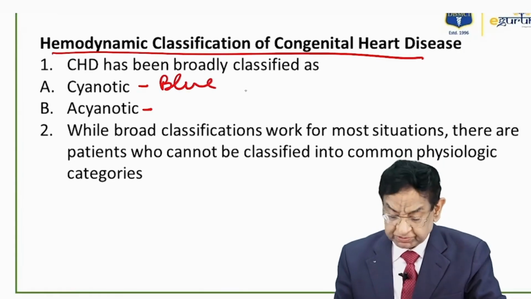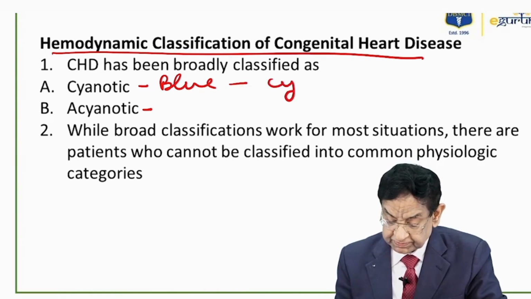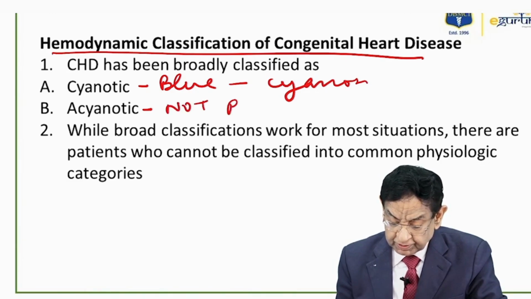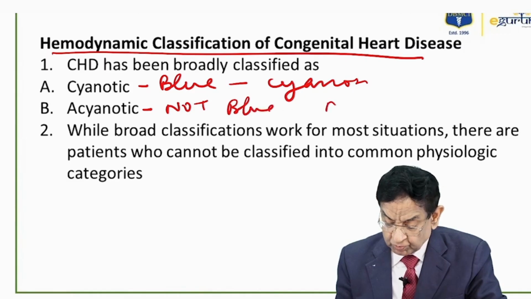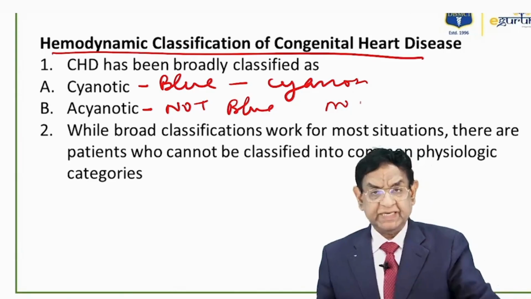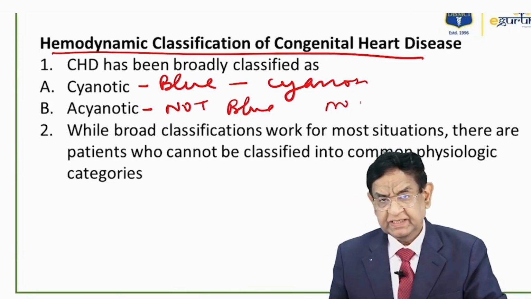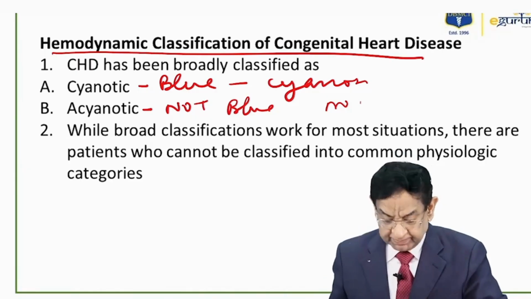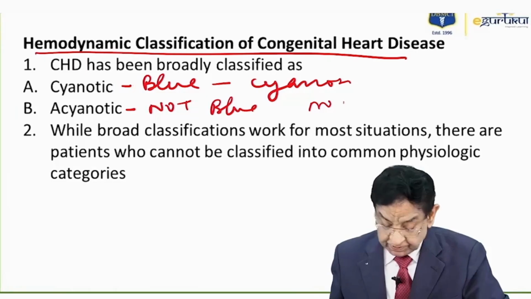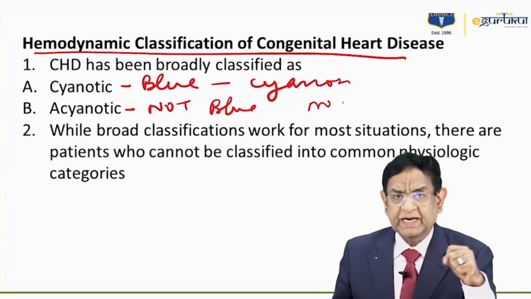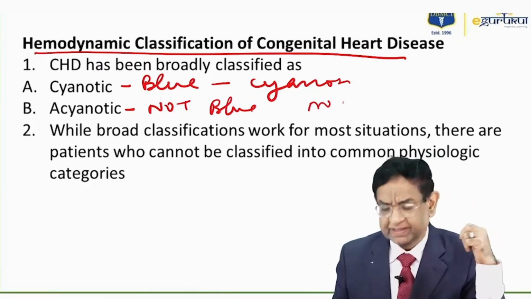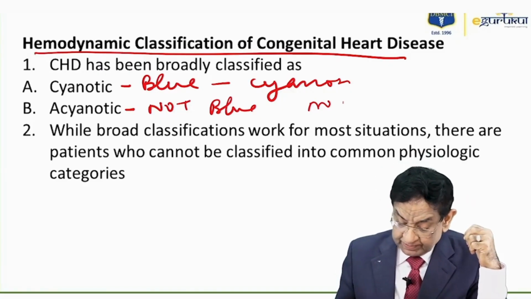Blue means cyanosis. This child is not blue, or medically we say no cyanosis. So that's why we call it cyanotic congenital heart disease and acyanotic congenital heart disease. Both have different types of hemodynamics. Not only that, there are certain other diseases which don't fit into this category. Okay, what are those?